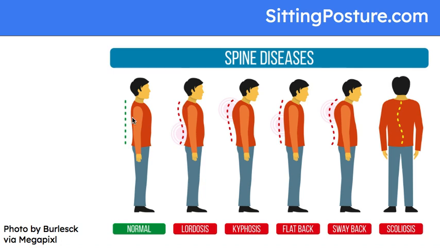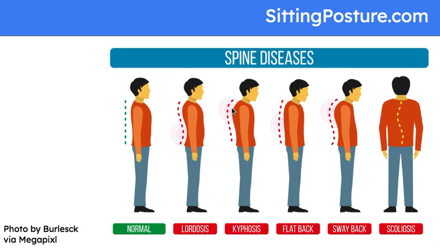So this is a nice normal natural curve going throughout the spine, slight curve in the lumbar, which is good. And then you can see it curves out a little bit here in the thoracic and then into the cervical. This is a good neutral position here. Lordosis is when the lower back, the lumbar curve, has too much curve. So it actually goes towards the front of the body too much.